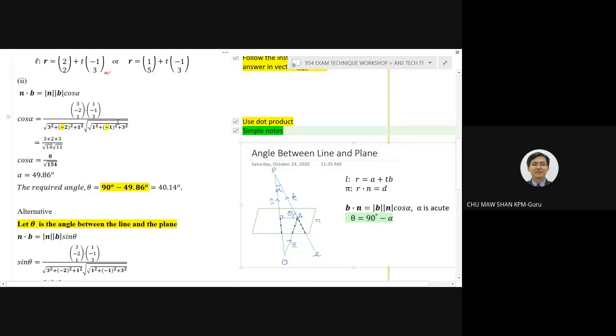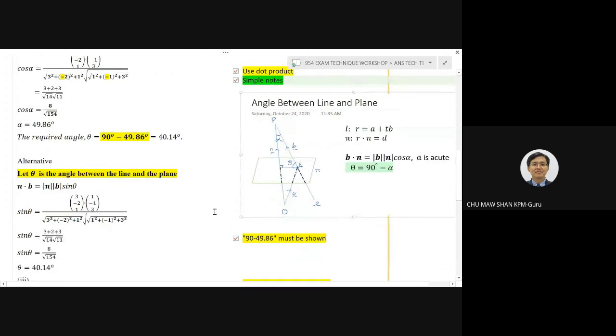So after you apply this formula, you get alpha is 49.86. You should write another statement. The required angle, in general or specific, the angle between the line and the plane, is 90 minus 49.86. It's a must to write here. 90 minus 49.86.